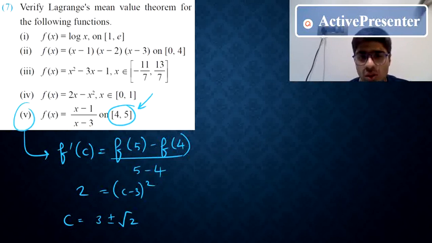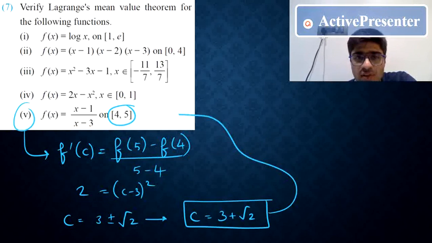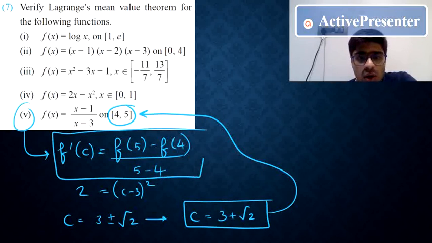Now root 2 is 1.414 approximately. So when you go for 3 minus root 2, you don't get a number in this interval. So 3 minus root 2 needs to be discarded, and the only possible value of c that you have is 3 plus root 2. You can check that for yourself. Root 2 will be something like 1.414. So 3 plus root 2 will be approximately 4.414, which lies in the given interval. So 3 plus root 2 is the value of c that you get in this interval. At that value, the LMVT equation will be satisfied.